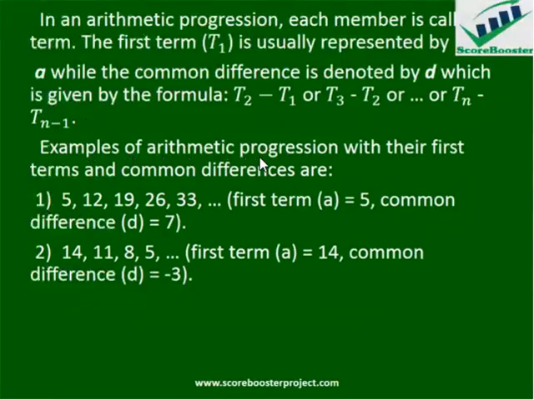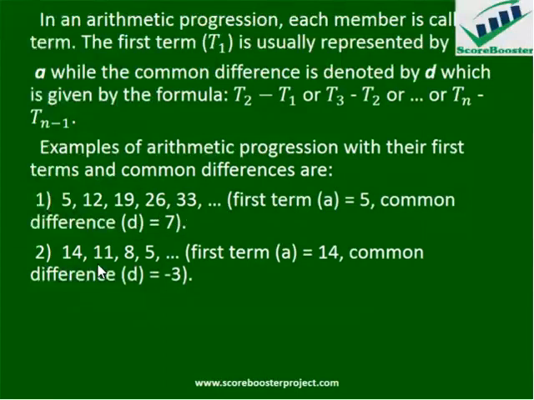Examples of arithmetic progression with their first terms and common differences are, as we have explained, this: 5, 12, 19, 26, 33. This is the first term, that is the first number in the sequence. So to get the common difference, you subtract the first term from the second term, or the second term from the third, or the third from the fourth, or the fourth from the fifth, or the n minus 1 term from the nth term. That is 12 minus 5 will give 7, 19 minus 12 will give 7, 26 minus 19 will give 7, 33 minus 26 will also give 7. Therefore, the common difference is 7.